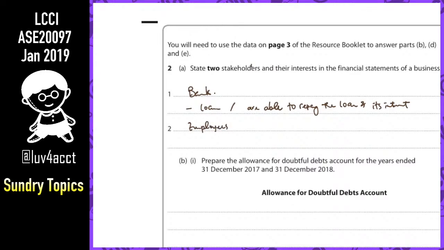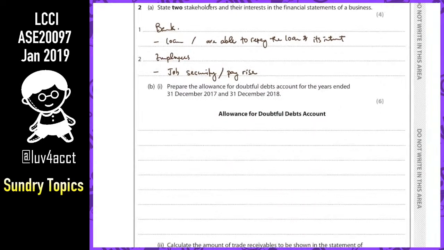Okay, second one, maybe employees. Last time we have also mentioned employees. They want to know if their jobs are secured, if they are able to get a pay rise, something like this. Okay, very simple, 4 marks.